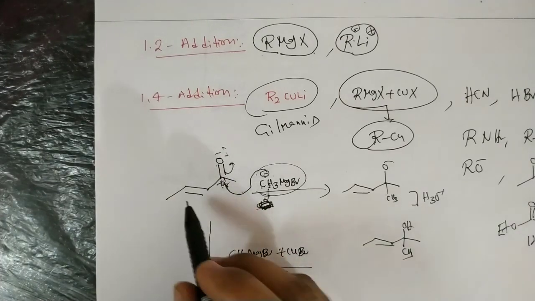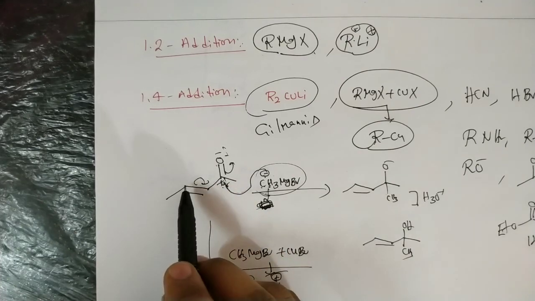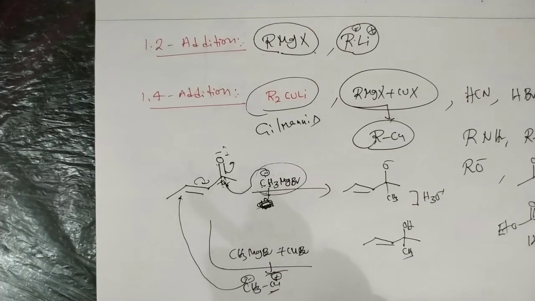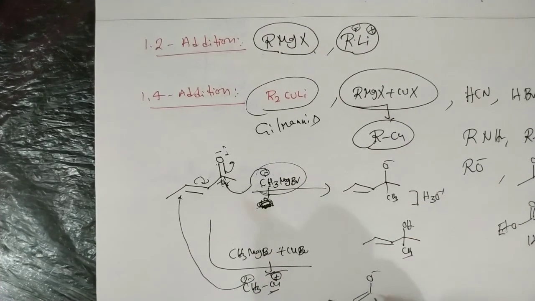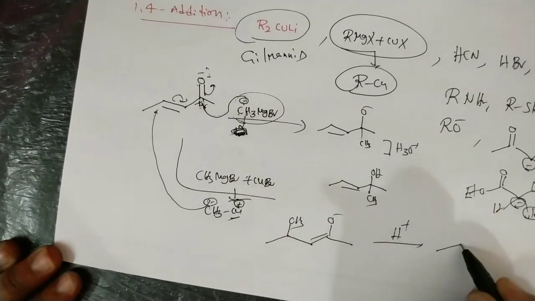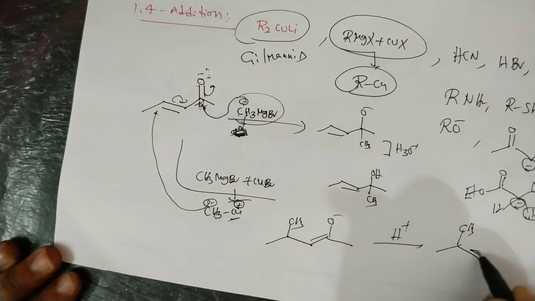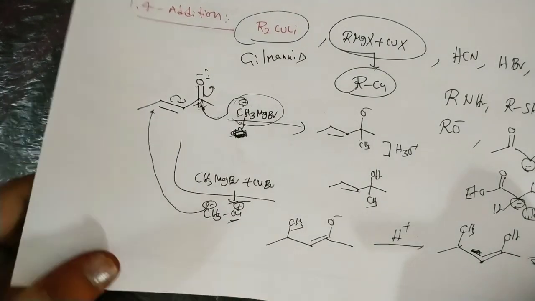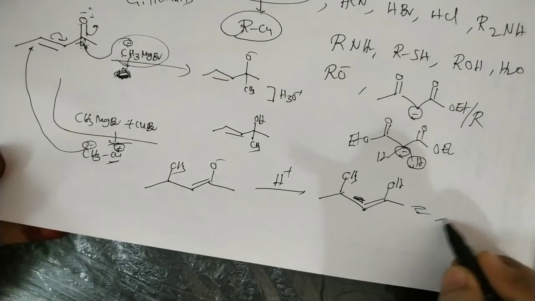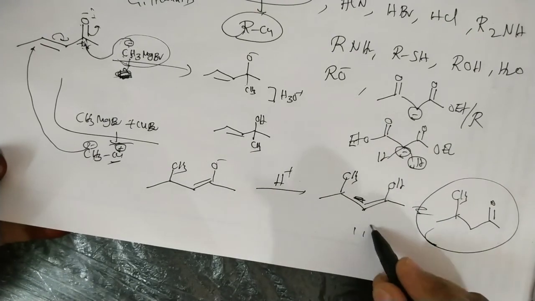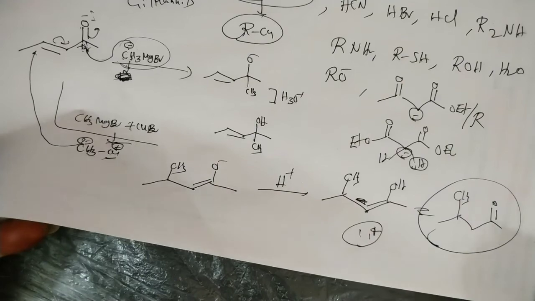In this case, this is a soft electrophilic site, so CH3 minus is a soft nucleophile that attacks on this carbon. Here we get the conjugated product with O minus and methyl. On acid workup, we get CH3 and OH, this enol is converted to the ketone, so CH3 and double bond O. The resultant product is a 1,4 addition product, that is a conjugate addition product.